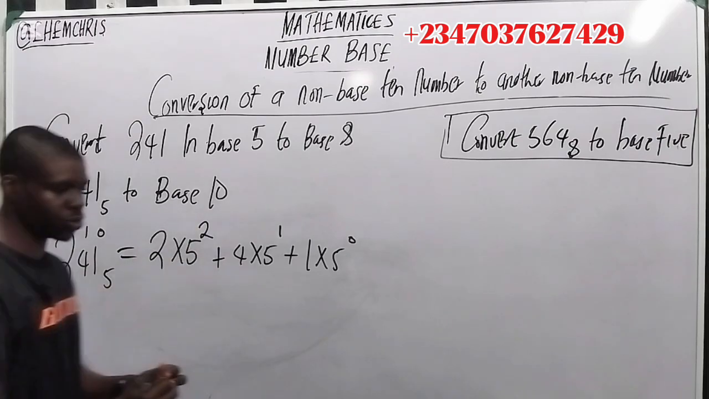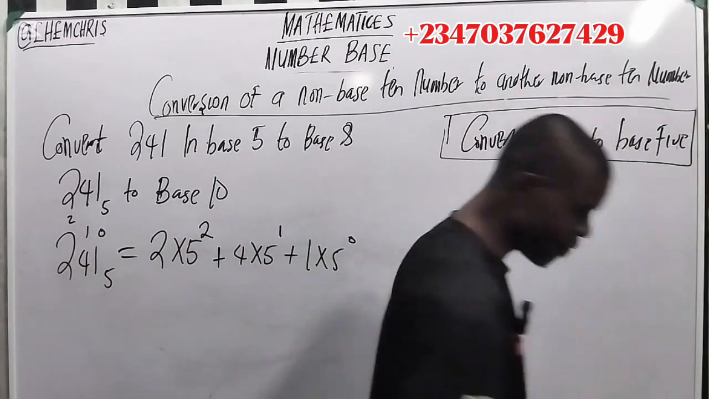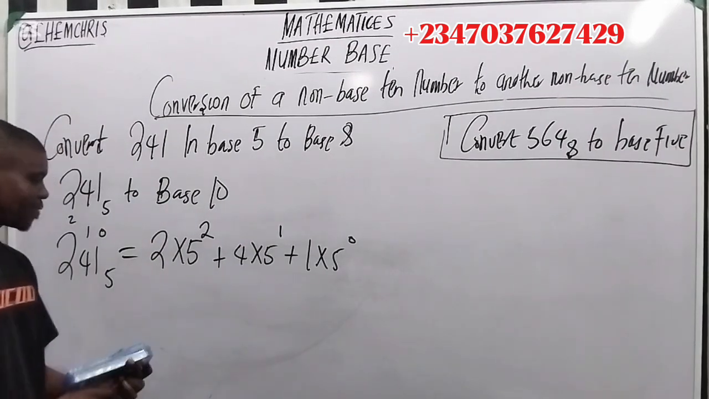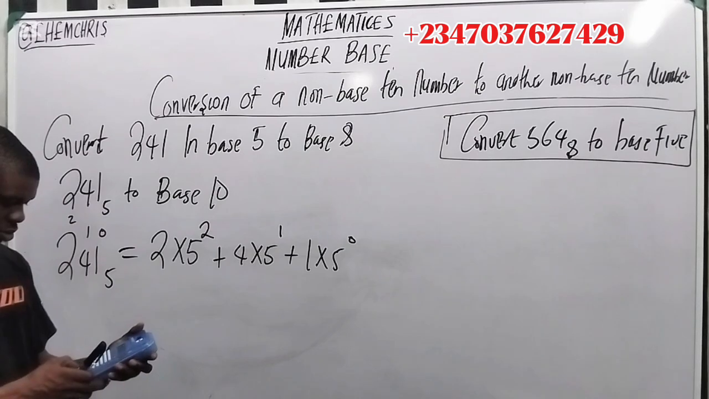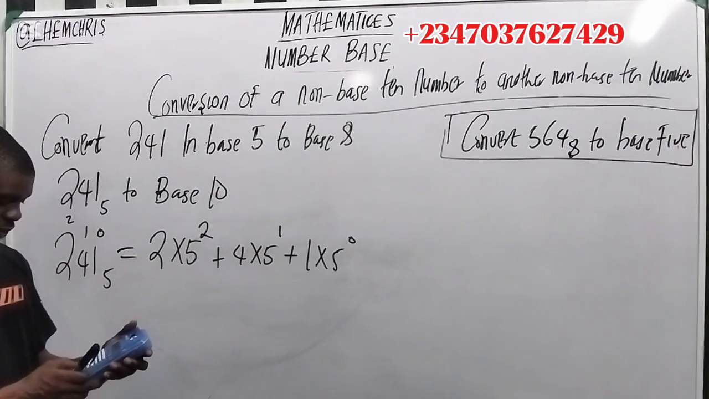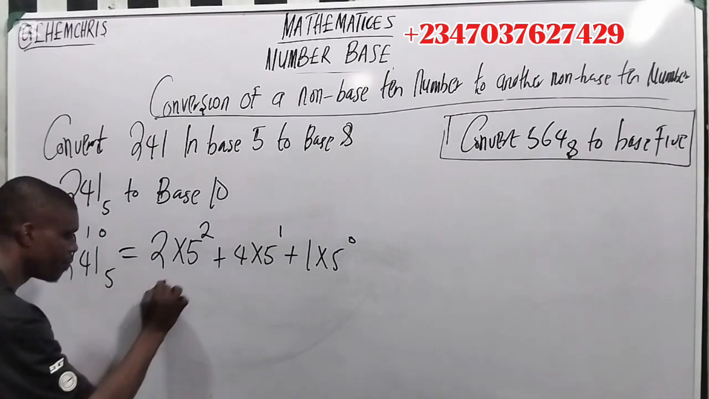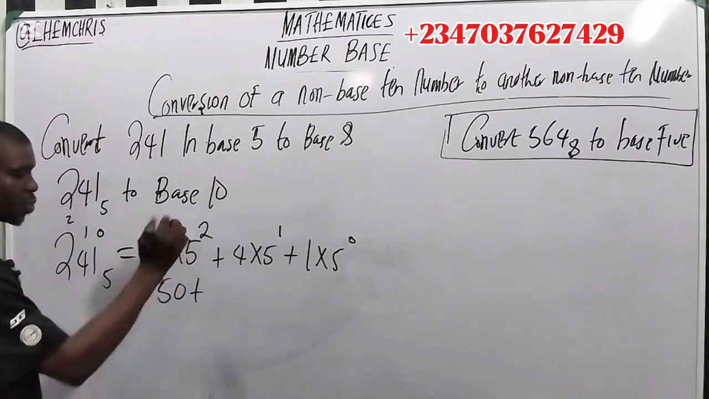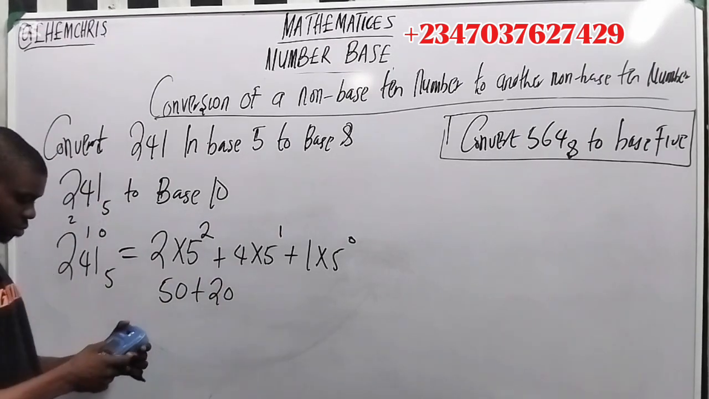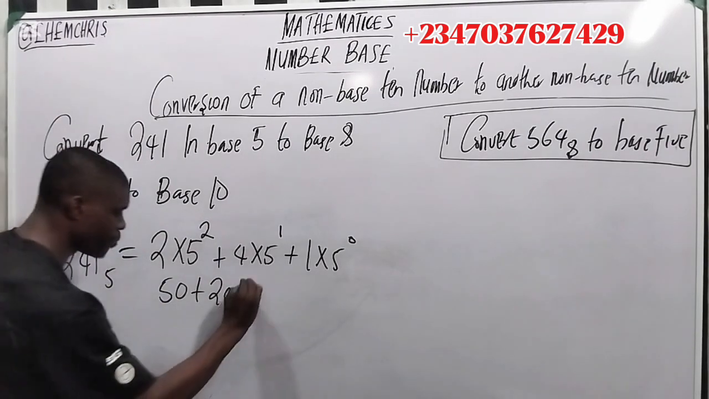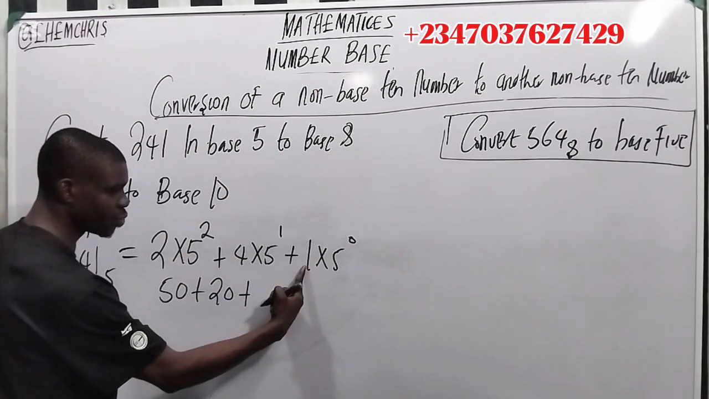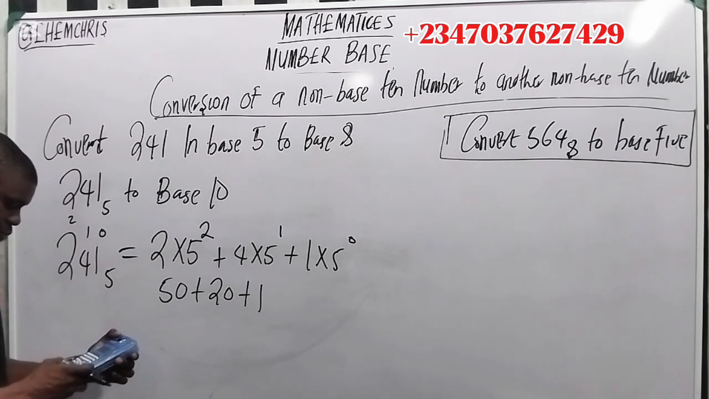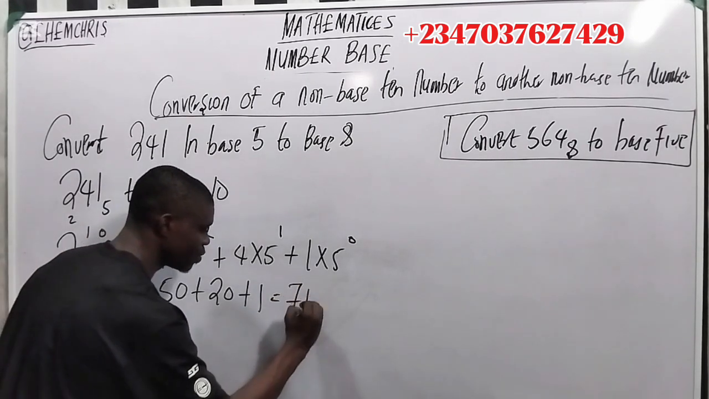So let us do it. 5 raised to power 2 means 5 times 5, which equals 25. 25 times 2 is 50. So here we have 50 plus 5 raised to power 1, which is 5. 5 times 4 is 20. Plus, 5 raised to power 0 is 1. So it is going to be 50 plus 20 plus 1, and you have 71.